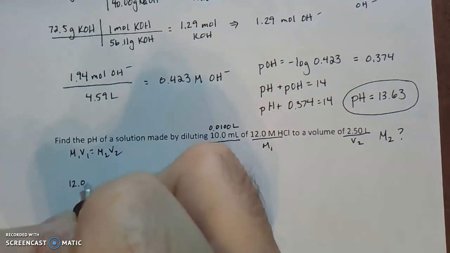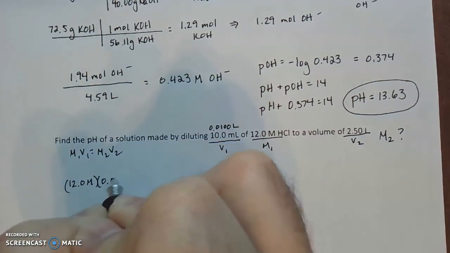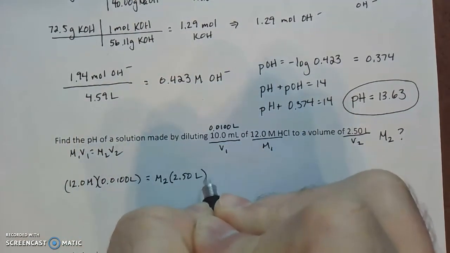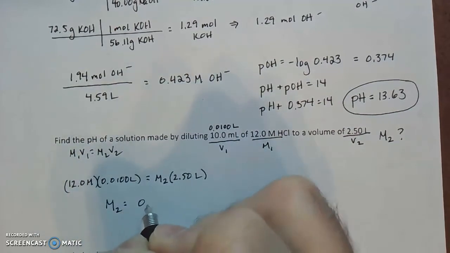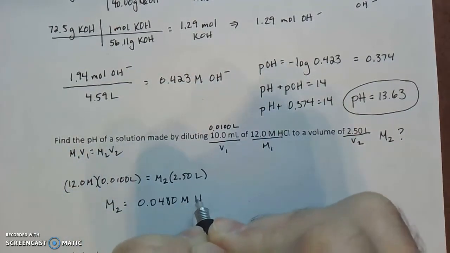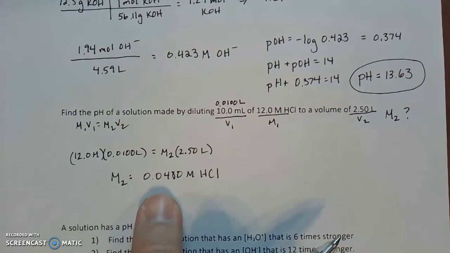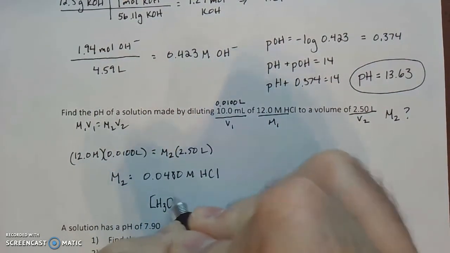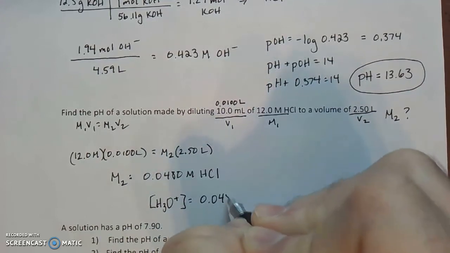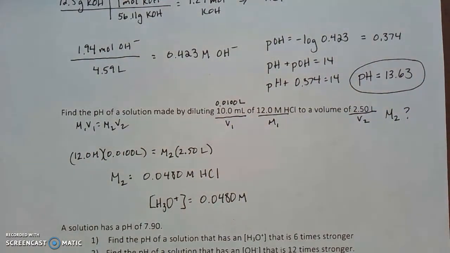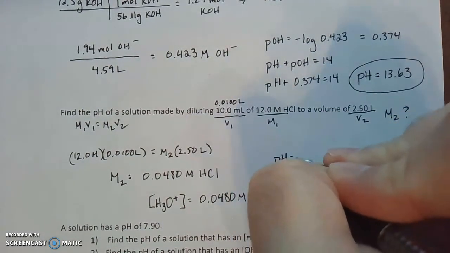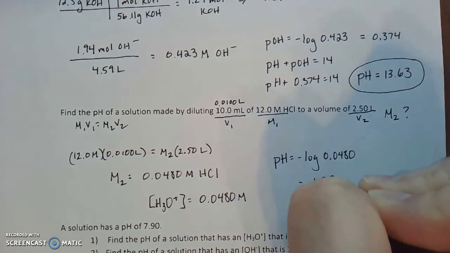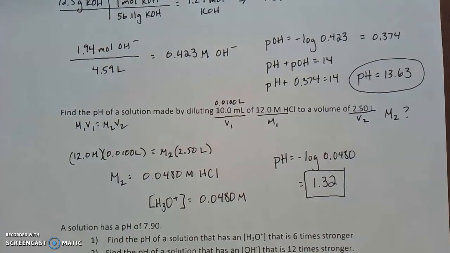So if we put in our values and we calculate our molarity, we end up with 0.0480 molar HCl. There's one H in here, so our H3O plus concentration is 0.0480 molar. And to find the pH, we take the negative log of that. So we end up with 1.32 as our pH.